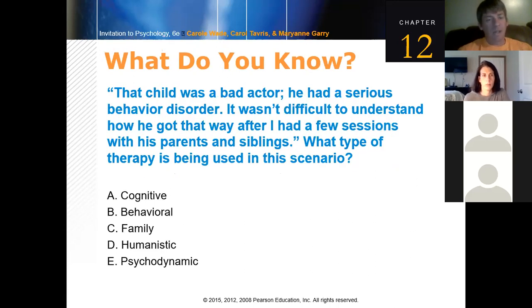So what about this situation? That child was a bad actor. He had a serious behavior disorder. It wasn't difficult to understand how he got that way after I had a few sessions with his parents and siblings. What kind of therapy? Behavioral. Not behavioral, it is family. I could understand why you would think behavioral because it was a behavior disorder, but when they're having sessions including the parents and siblings, that's family.